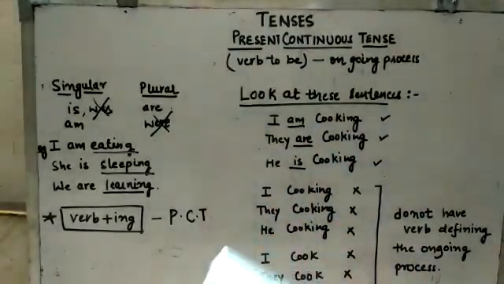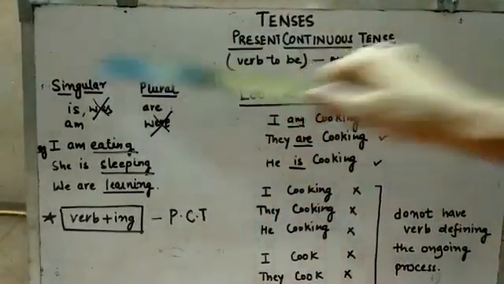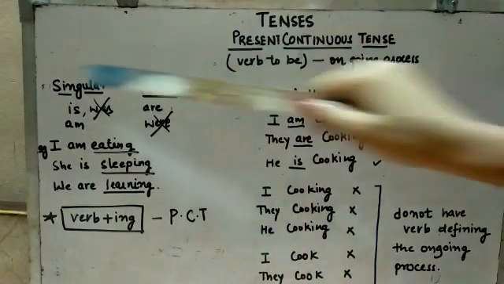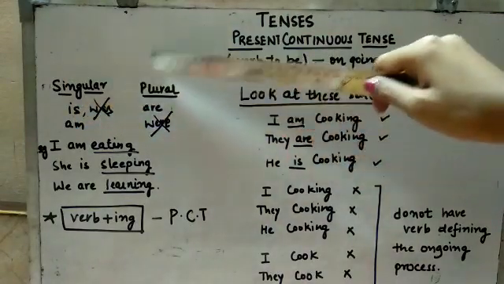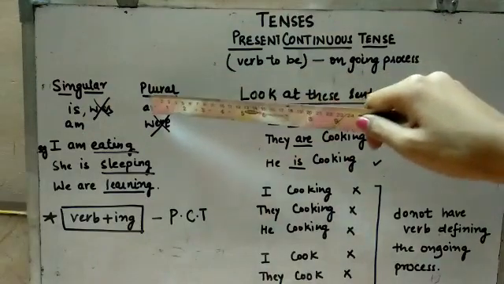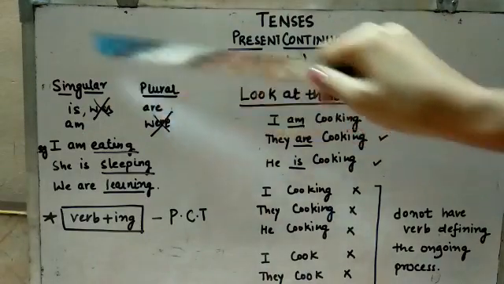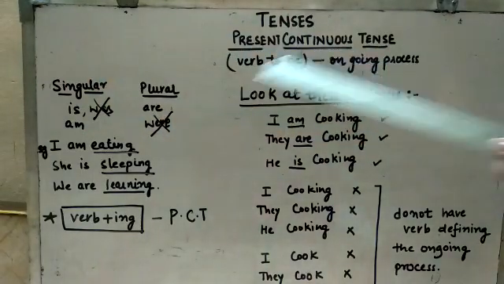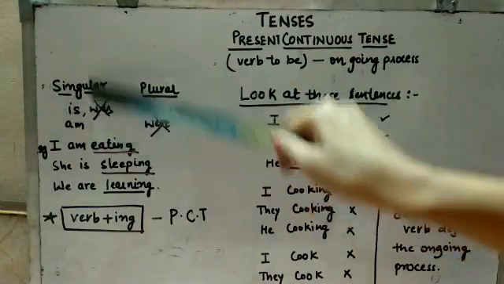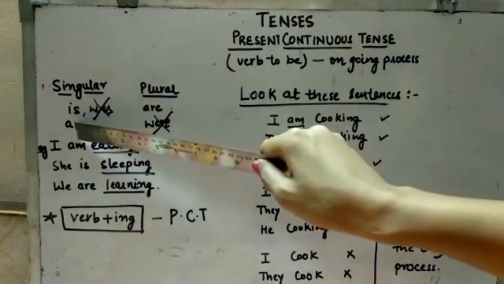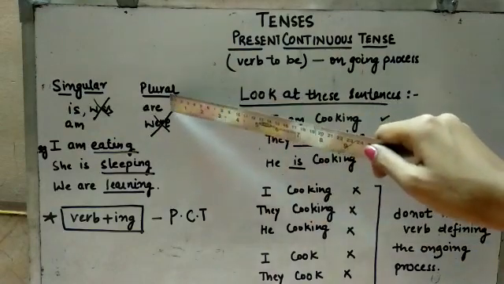Let's get ready. In singular, in present continuous tense, we use is, am, was. With plural, we use are, were. But since this is present continuous only, we are not going to use was and were here. We are only going to focus on is and am, and plural are.